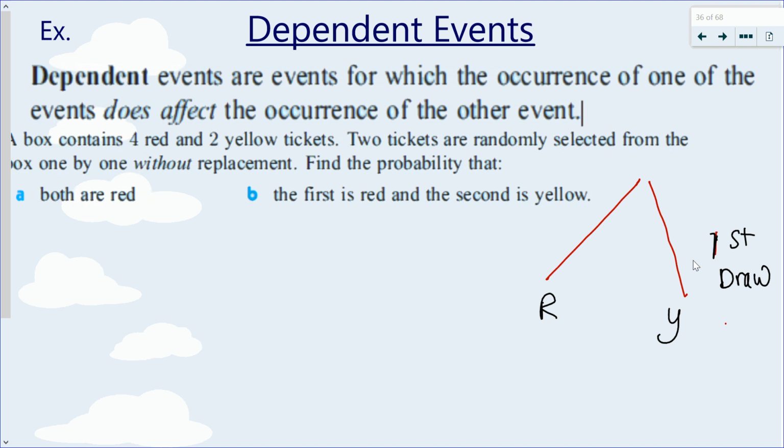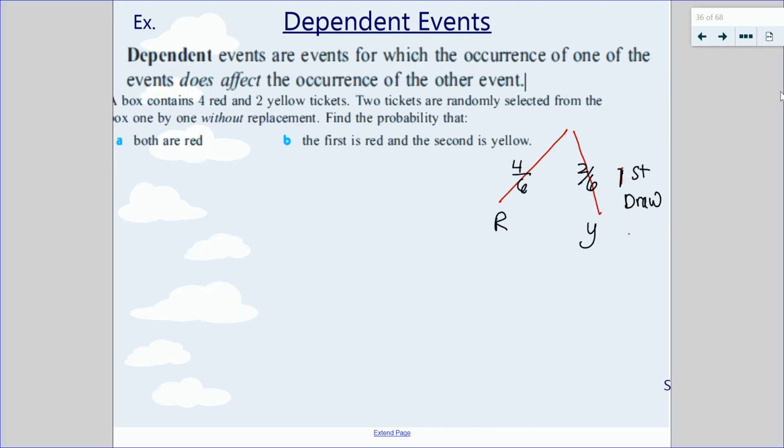Okay, probability of a red is 4 out of 6. 4 out of 6 are red. Probability of a yellow is 2/6. And that's for the first draw. Now the second draw, let's go from there.